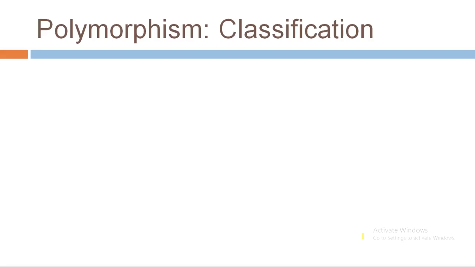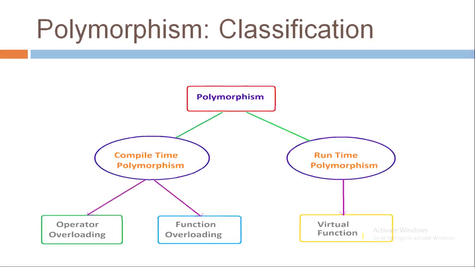Let's see the classification of polymorphism. In that, polymorphism is basically divided into two parts: compile time polymorphism and runtime polymorphism. Compile time polymorphism again has two types; we can implement compile time polymorphism in two ways. The first way is operator overloading and the second way is function overloading. And runtime polymorphism can be implemented by using the virtual function concept in object-oriented programming. So this is all about polymorphism in C++.